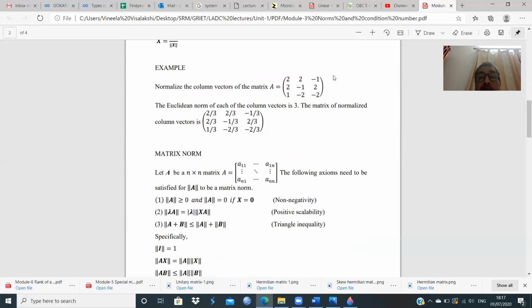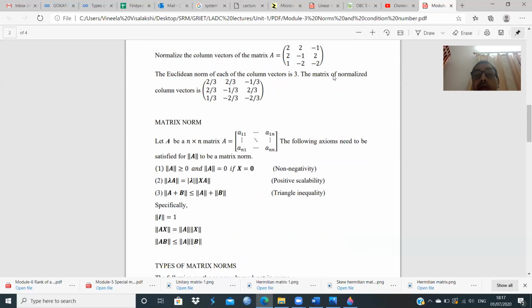Let us look at a matrix A of size 3 by 3, and if we take the Euclidean norm of each of the columns, you will find that this norm will be 3. So when you divide each of the columns by its norm, we get a matrix whose elements have very, very special significance.